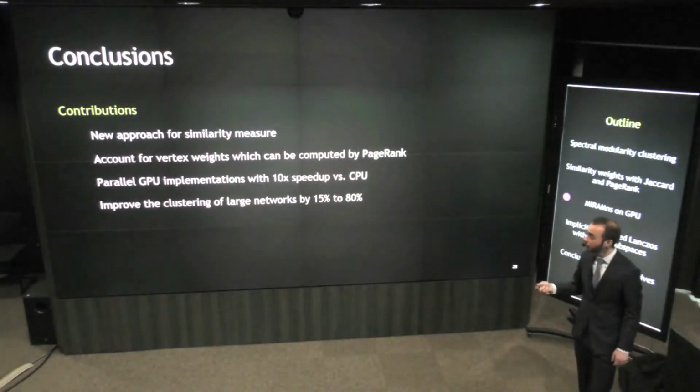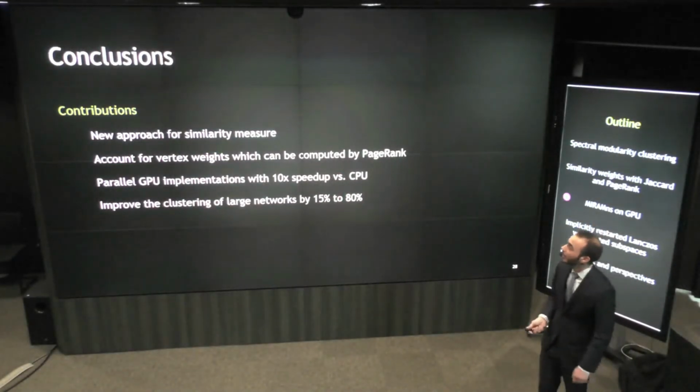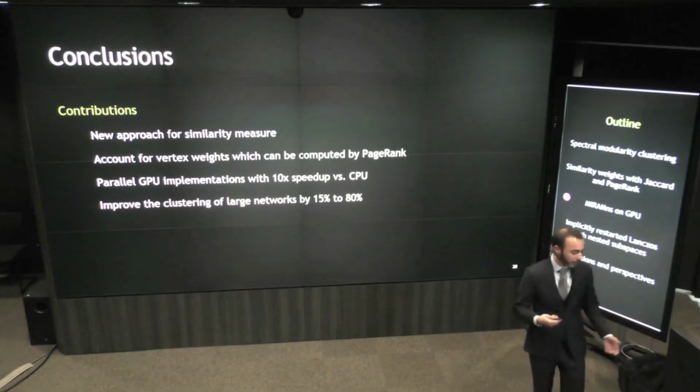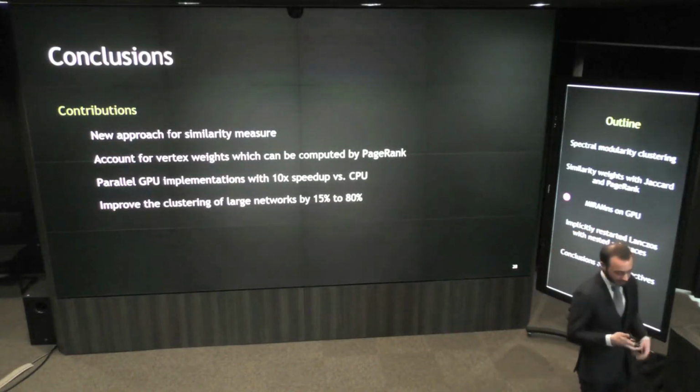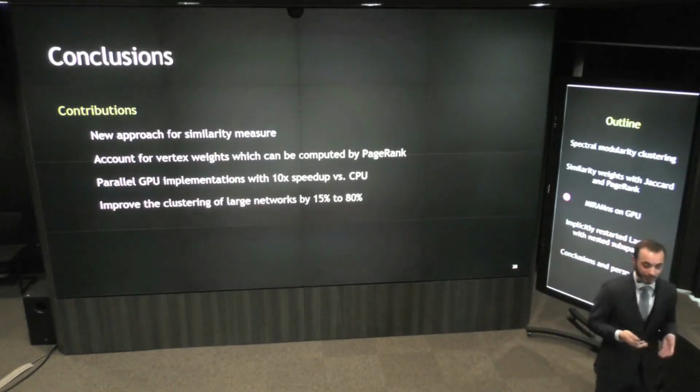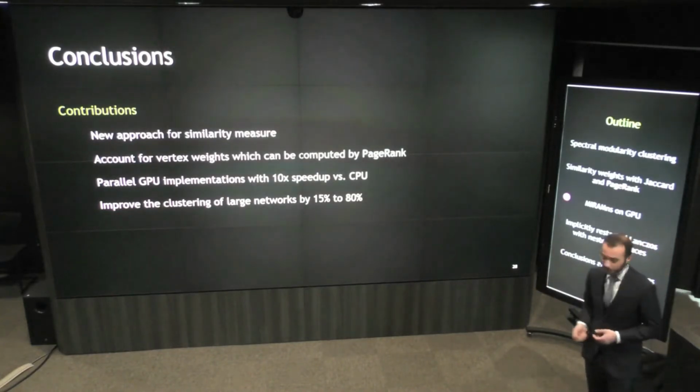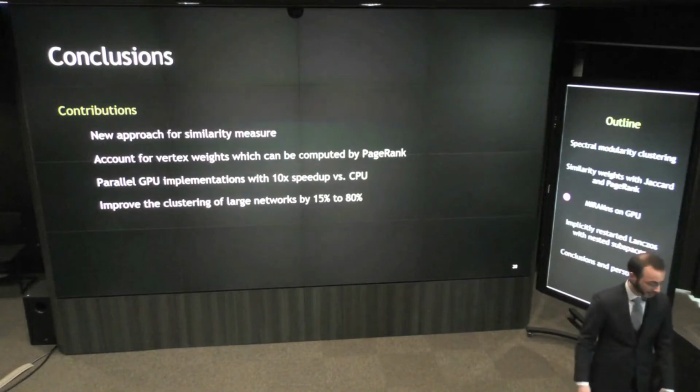So that's it. For the contribution, this approach is new, and it's a new similarity measure. We account for vertex weight, which can be computed by PageRank, and we have an implementation that is 10 times faster on GPU than on CPU. And we also improve the clustering by 15% in METIS and 80% in spectral clustering.